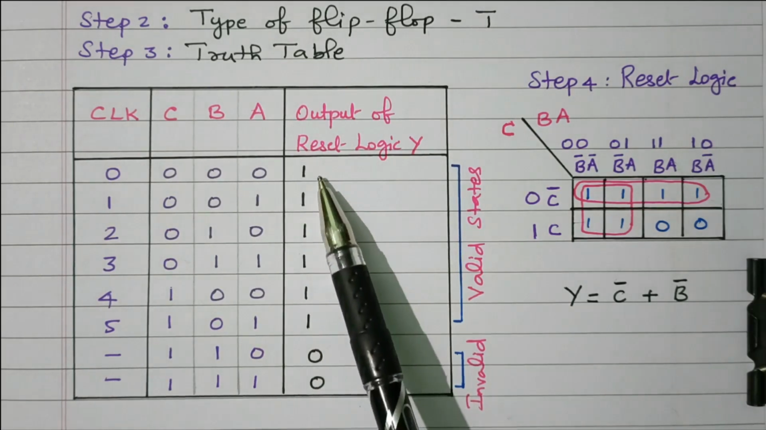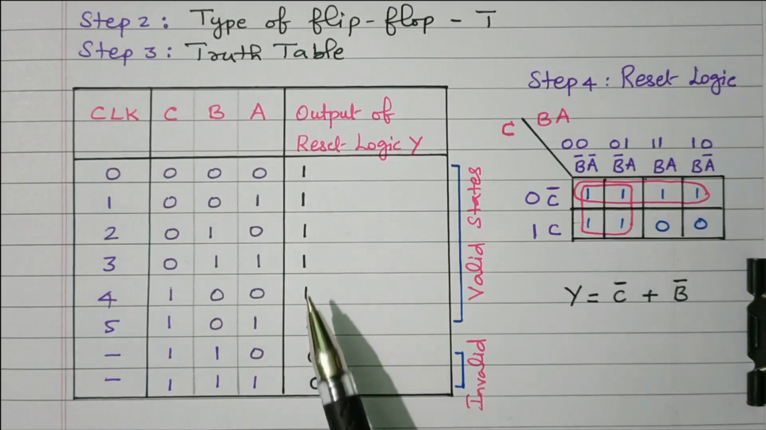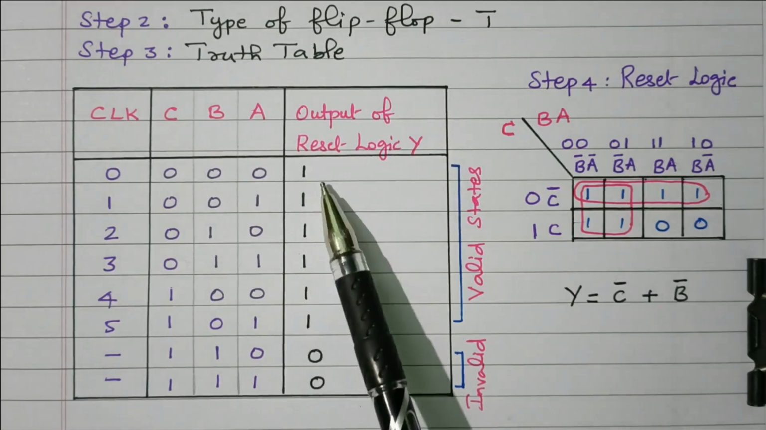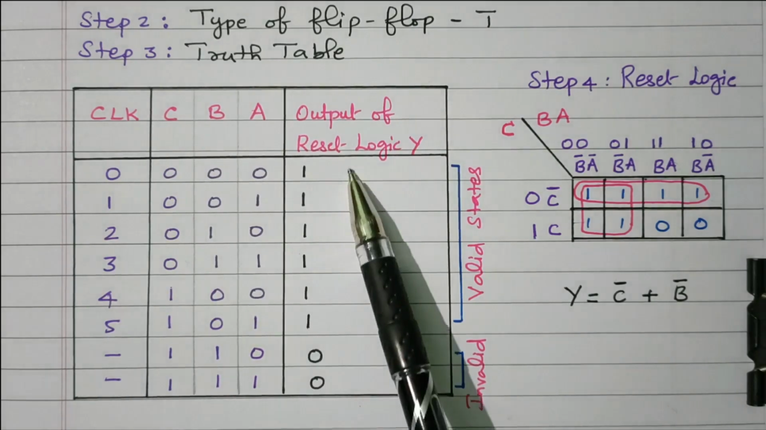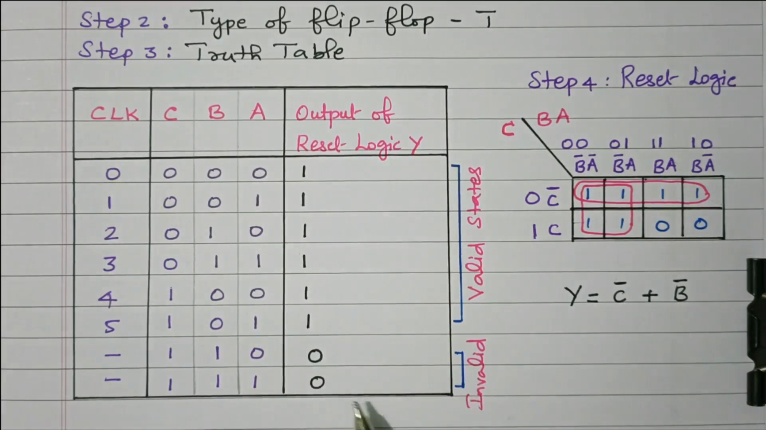So the flip-flop will go through the 6 states from 0 to 5. Again it will go to 0. 7 and 8 will not appear. So these are the valid states, 0 to 5. 7 and 8 are invalid states, 0. This signal we are going to give as the clear signal of the flip-flop, so that it will clear the output after 5. Up to 5 it will give the output. At 7 and 8 it will clear the output, and again it will go to 0.